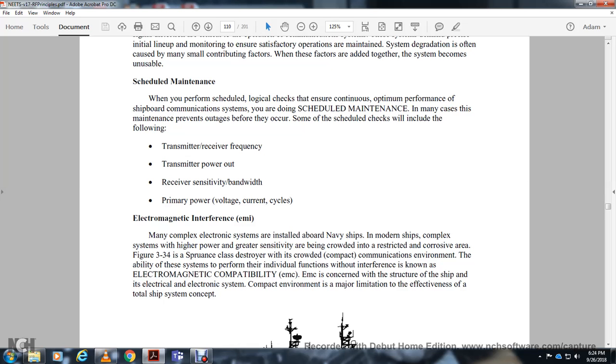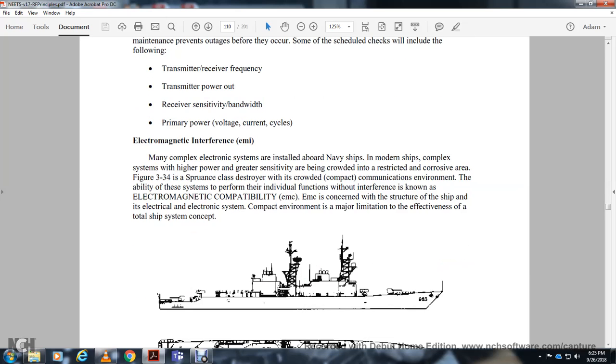There are many complex electrical systems installed on a Navy ship. With modern ships, complex systems with high power and sensitivity are crowded into restricted areas. Figure 34 shows a Spruance-class destroyer's crowded, compact communication environment. Systems perform their individual functions without interference, known as electromagnetic compatibility. Electromagnetic compatibility is concerned with the structure of the ship. The compact electronic system environment is a major limitation on the effectiveness of the total ship.